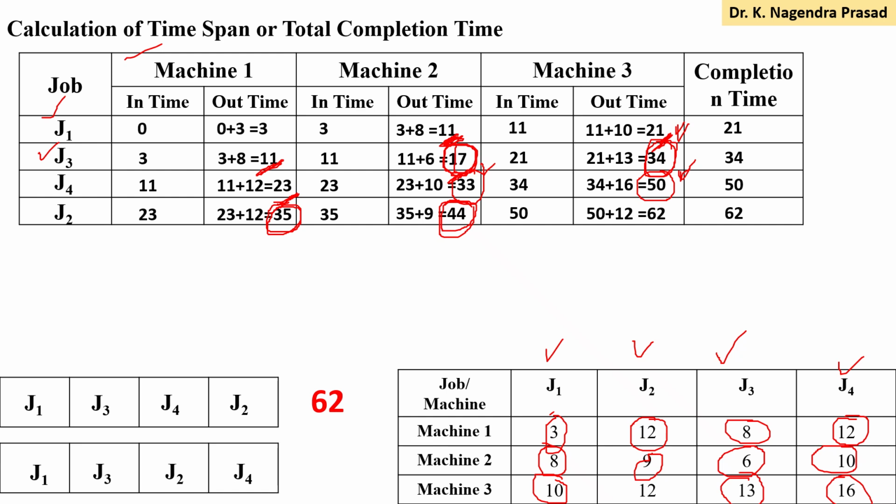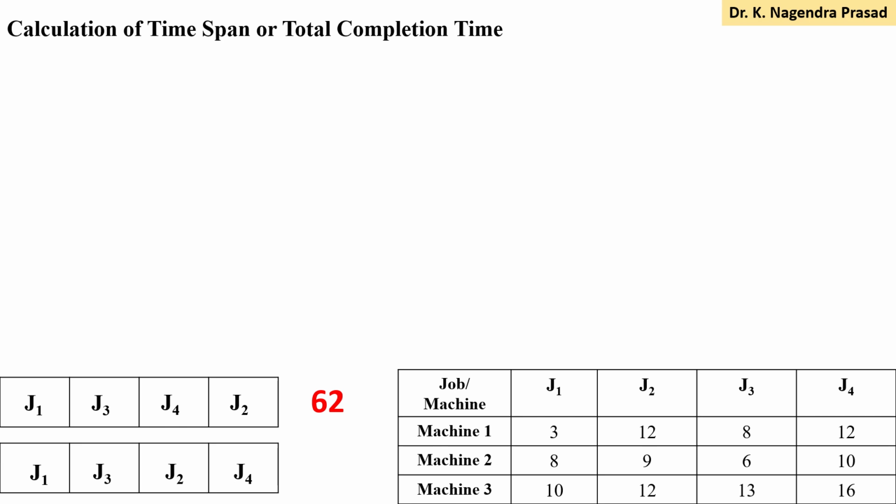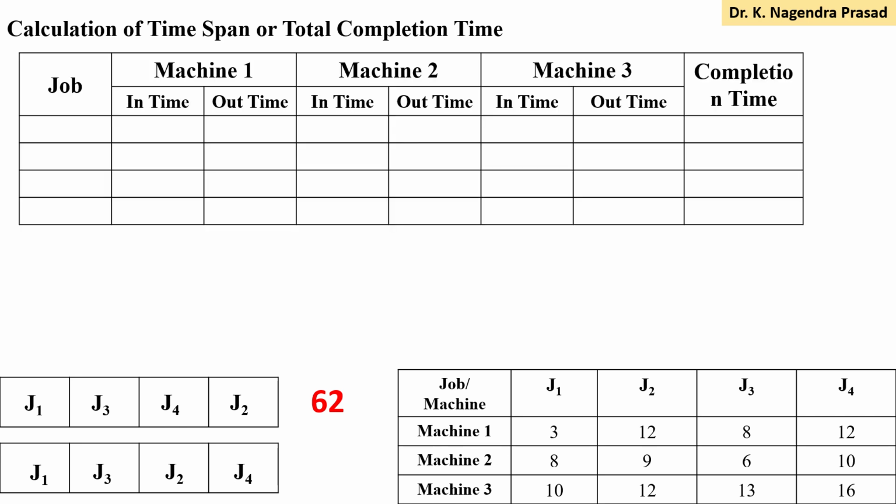So next we have to find the total completion time for another sequencing order, that is J1, J3, J2, J4. Okay, so next we have to determine the total completion time for the second sequencing order. For this one, draw the tabular column and fill the first column with the job sequencing order, that is J1, J3, J2, J4. Then the first job, J1, has to be moved to machine 1. So the in time is 0 and the out time is the in time plus processing time, that is 3. So 0 plus 3 is equal to 3.